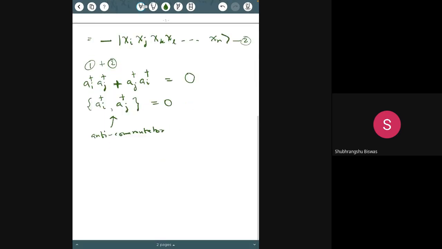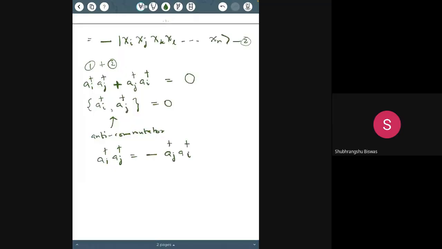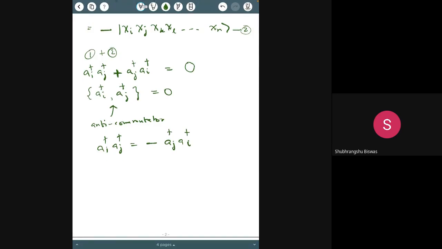Okay? So this is one operator relation that we have, which also means that a_i dagger a_j dagger is equal to minus a_j dagger a_i dagger. So if I have a string of such creation operators, then I can interchange positions of adjacent creation operators by changing the sign of the expression. So this is about the creation operators.